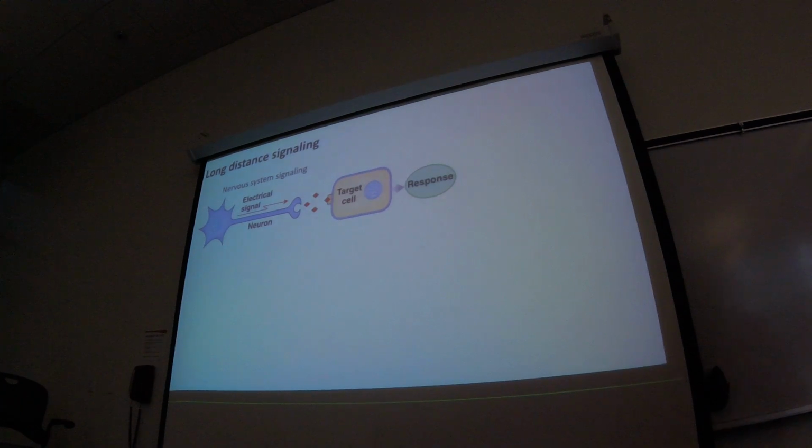There are a couple other ways of doing long distance signaling which are similar to endocrine signaling, but not exactly the same. One is nervous system signaling. We'll talk about this next week, where a neuron gets an electrical signal that goes down its axon, and its axon terminals then release neurotransmitters that diffuse and reach a target cell to create a response. This is considered long distance signaling because neurons can travel very long distances, upwards of a meter. You can also chain a lot of neurons together to go far distances as well.